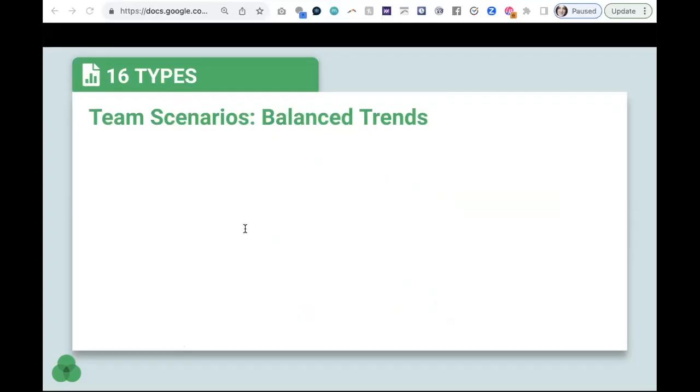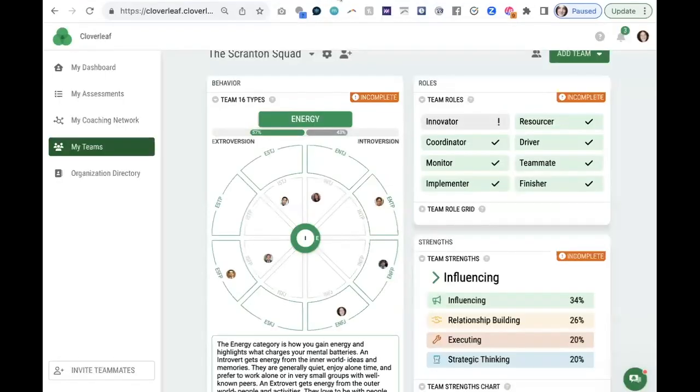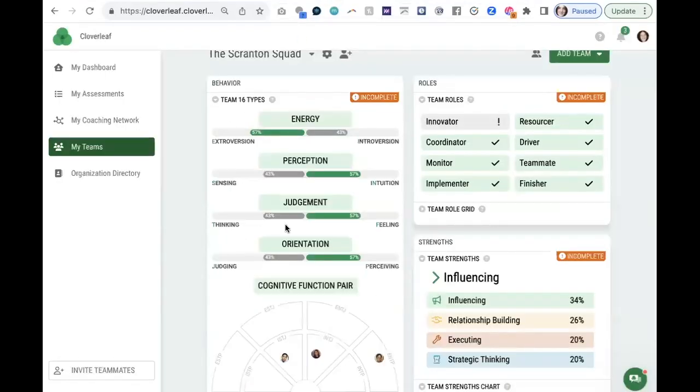But here are some several patterns. So I'm going to bring up this team that I mentioned here. Let me just pull this back up. So this team, if you'll notice, they are balanced in many of the areas. When I say balanced, what I usually mean is that it's no more than 60-40 on any of the aspects of the 16 types.